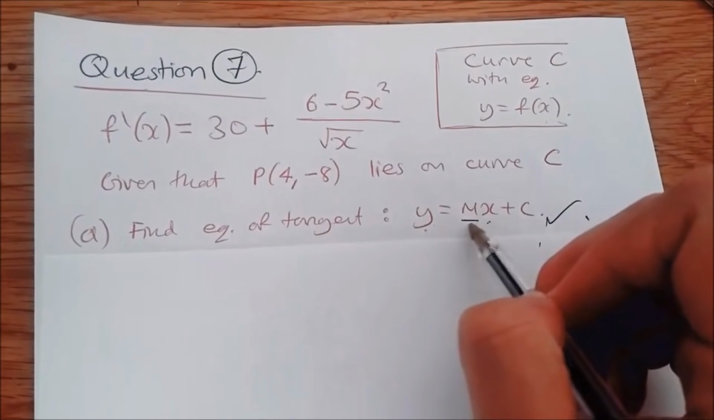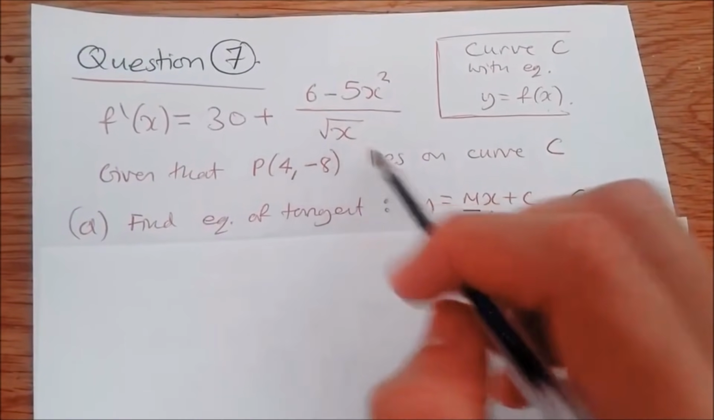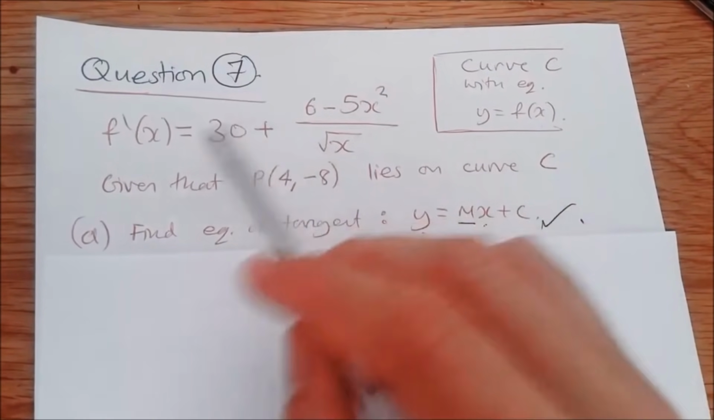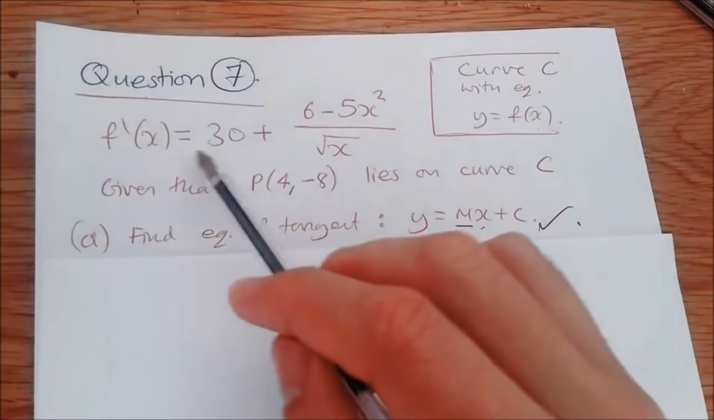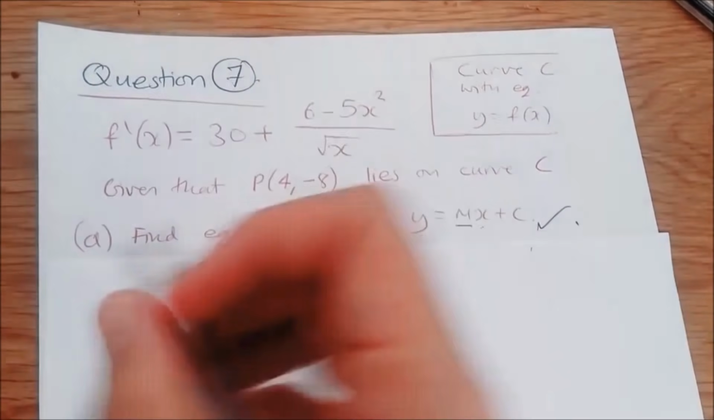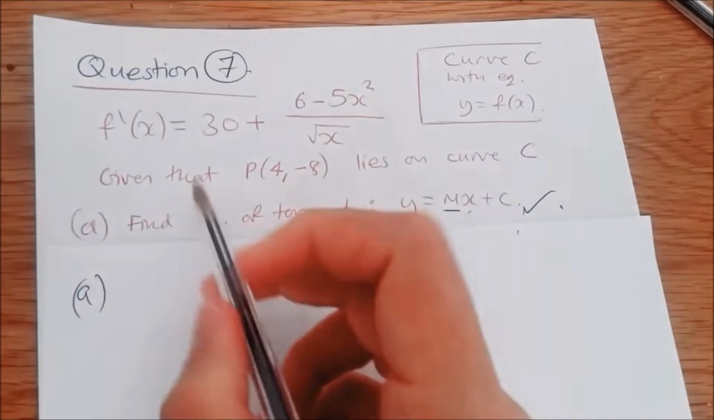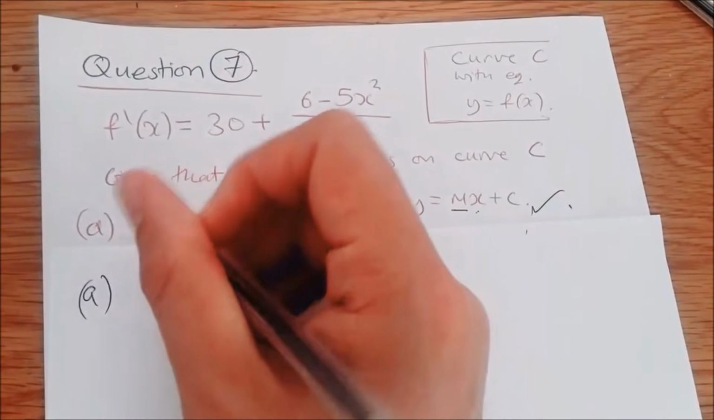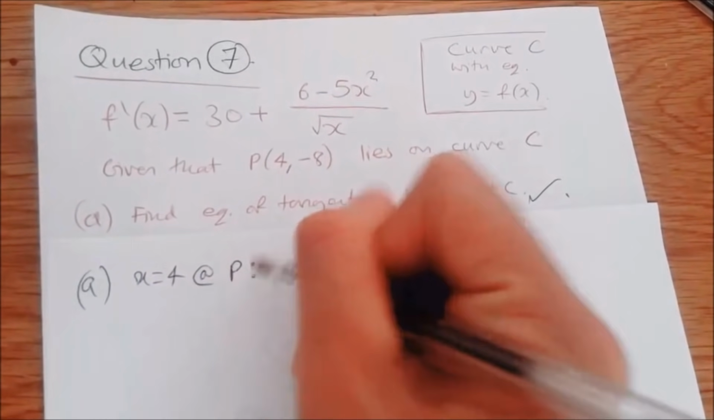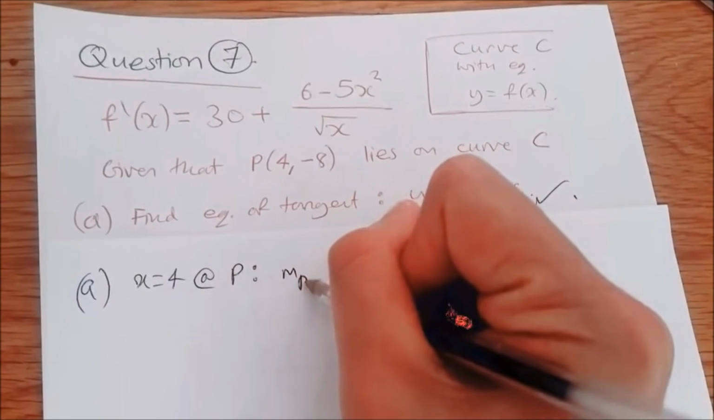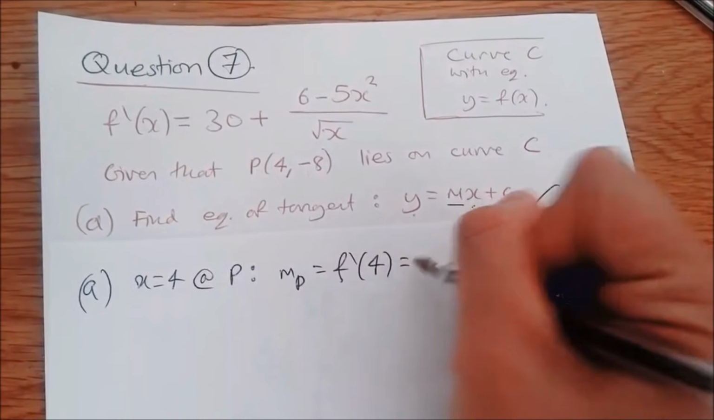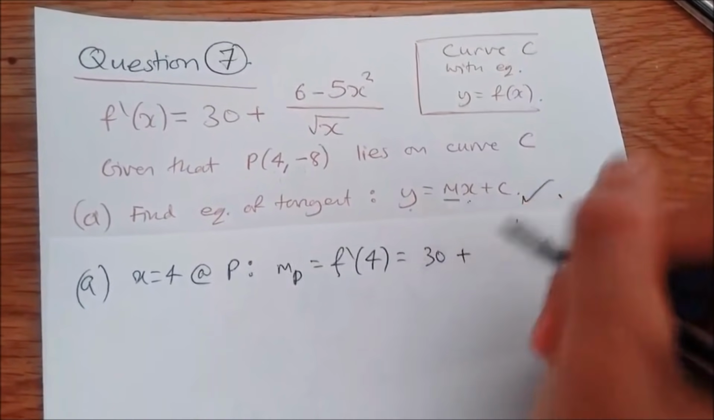But m is also found by this gradient equation. So we need to recall that the first derivative of a curve is also known as the gradient equation. And we find it by plugging in the coordinate required to get the gradient at this point. So let's have a go at this. So for part A, we can say when x equals 4, in other words at point P, then we can find the gradient at P using this equation. So f prime 4 equals, then we just plug in 4 to this equation.